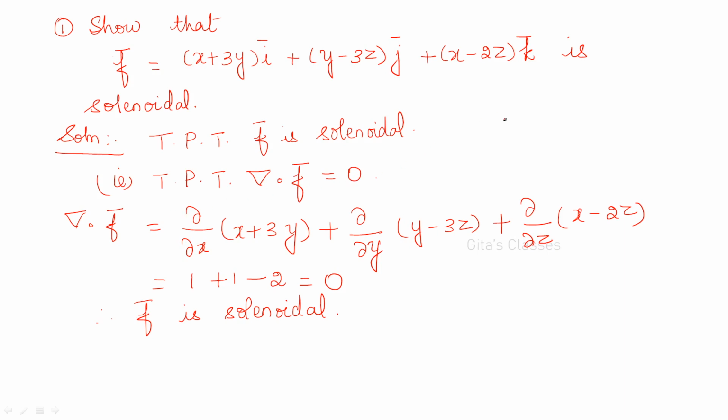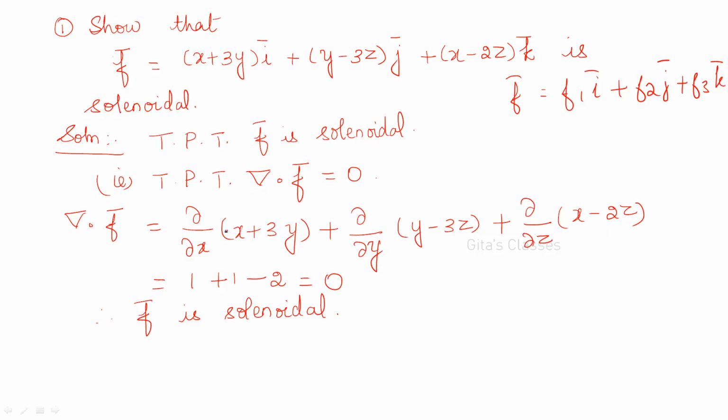So del dot f means, if f bar is equal to f1 i plus f2 j plus f3 k, and del is i into dou by dou x plus j into dou by dou y plus k into dou by dou z, then del dot f is dou f1 by dou x plus dou f2 by dou y plus dou f3 by dou z. Here f1 is x plus 3y, f2 is y minus 3z, f3 is x minus 2z. So dou by dou x of (x plus 3y) plus dou by dou y of (y minus 3z) plus dou by dou z of (x minus 2z).